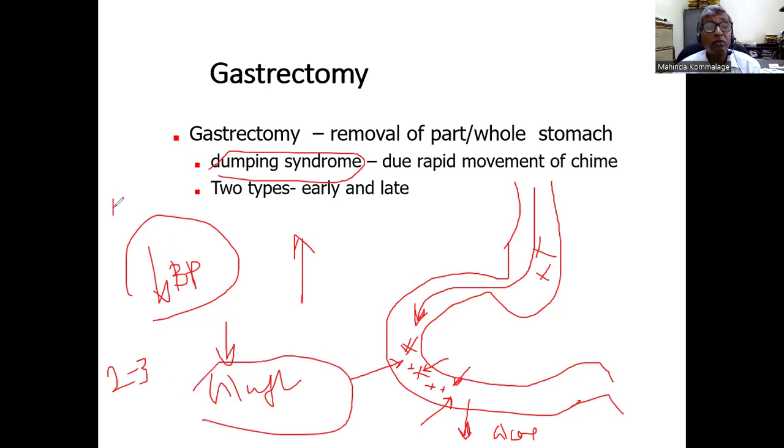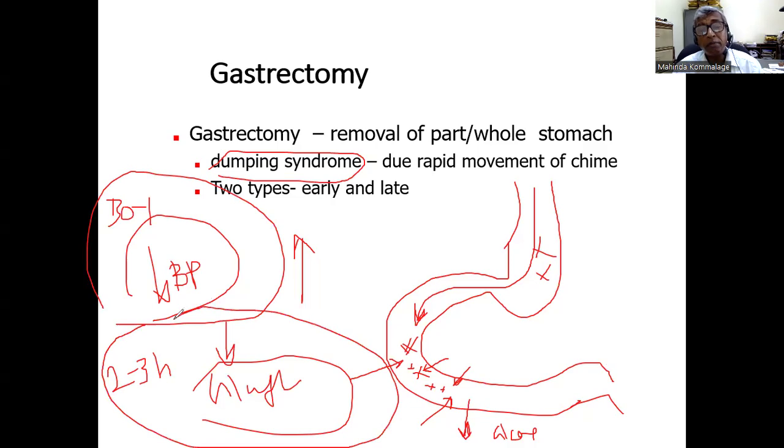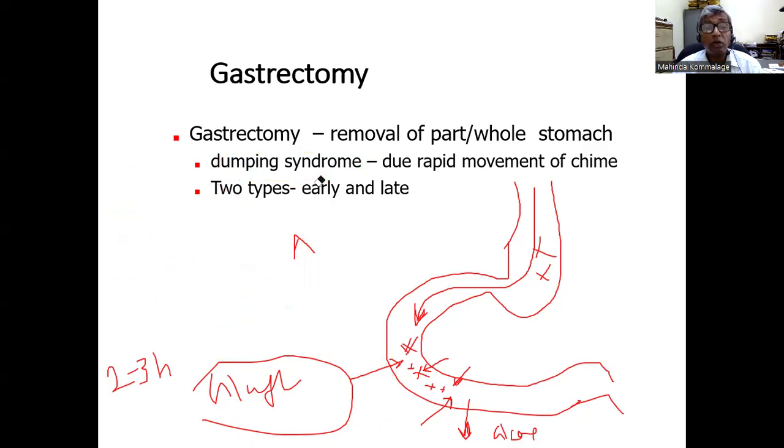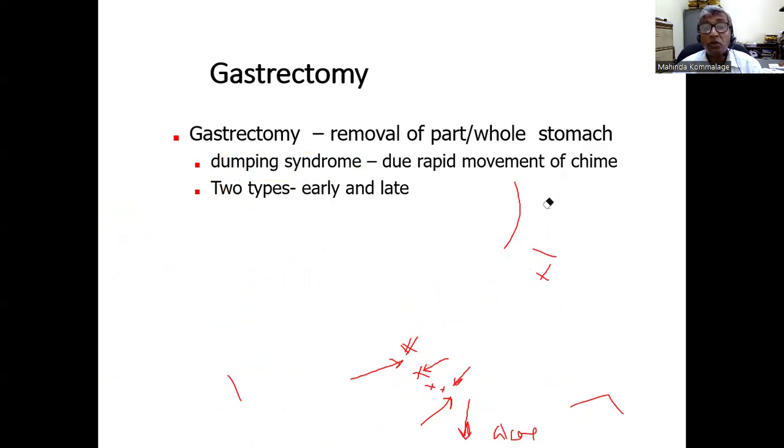This will occur in 30 minutes to 1 hour. Blood pressure will reduce. So after 2-3 hours, the glucose level reduces. Our blood glucose level will reduce in our body. So this we call dumping syndrome. This part we call early dumping. This glucose part we call late dumping. Right. So that is something you can read in Guyton. I think it's mentioned in Ganong and other textbooks about dumping syndrome.